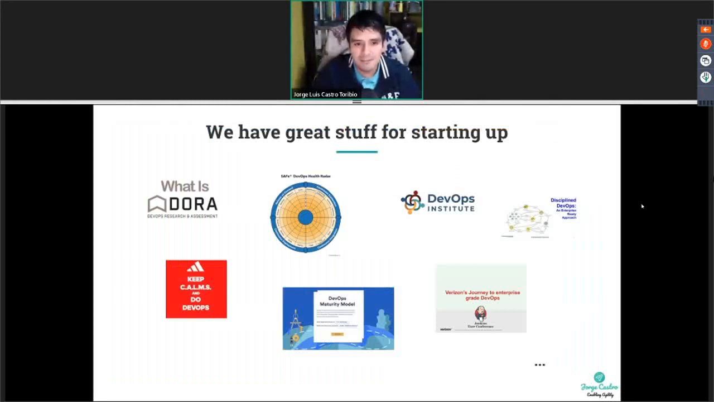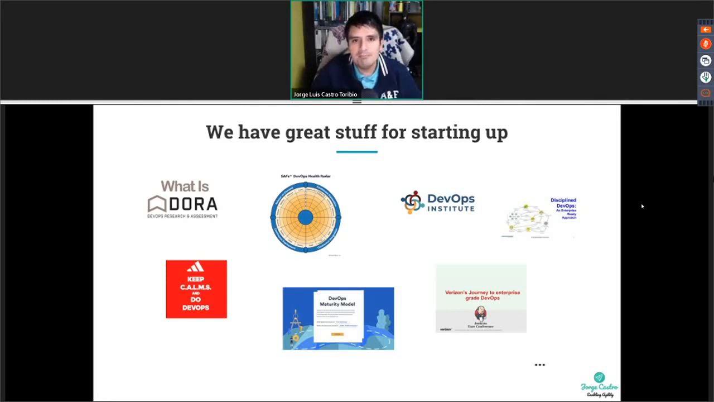For example, here we have some examples. We have DORA, from Google. We have the SAFe DevOps Health Radar. DevOps Institute also shares a lot of papers about DevOps assessment and so forth. More recently, we have the Adidas model. Adidas shared, I think maybe 2 or 3 months ago, their DevOps maturity model, which includes a kind of assessment. So we have different things. Verizon also as well.